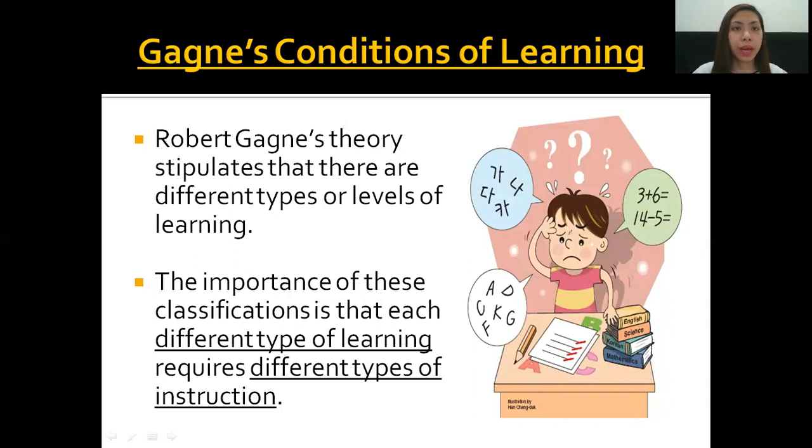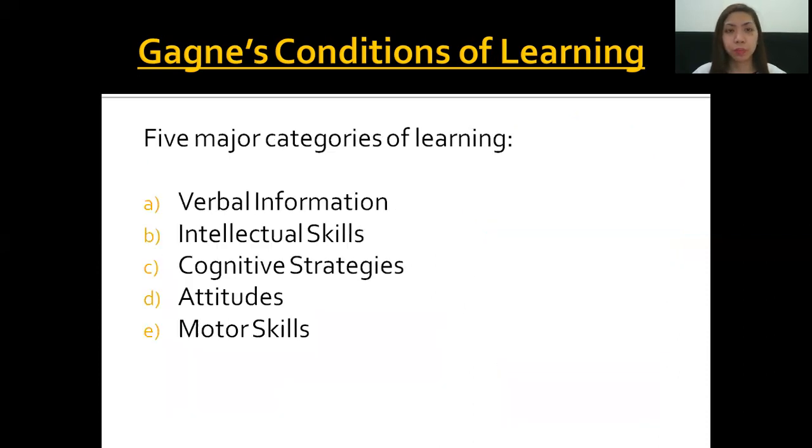Let's move on to Robert Gagne's conditions of learning. His theory stipulates that there are different types or levels of learning. The importance of these classifications is that each different type of learning requires different types of instruction. Gagne was able to identify 5 categories of learning.